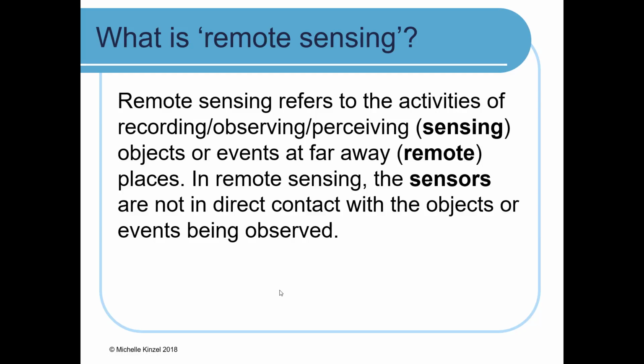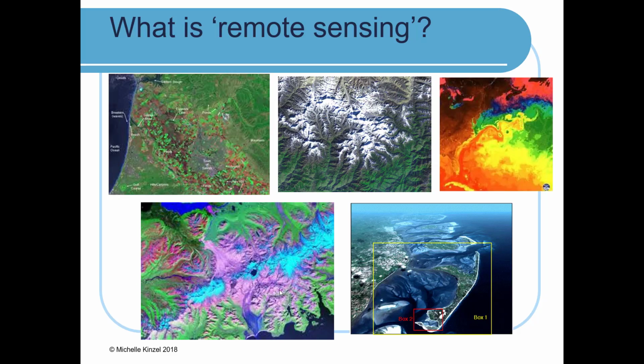So what is remote sensing? It refers to the activities of recording, observing, and perceiving or sensing objects or events at far away or remote places. This is a general definition. In remote sensing, the sensors are not in direct contact with the objects or events being observed.